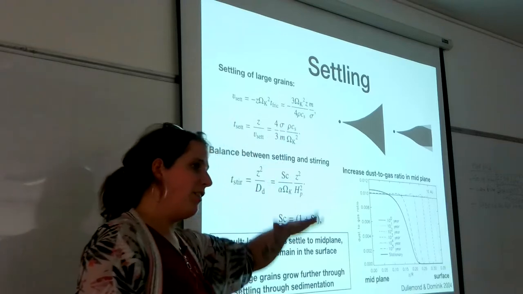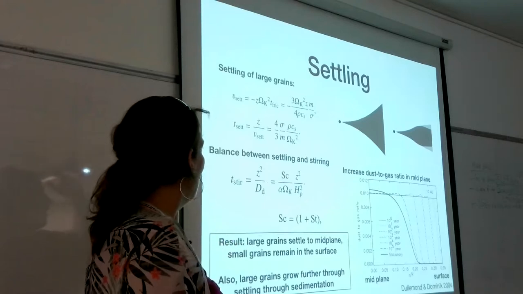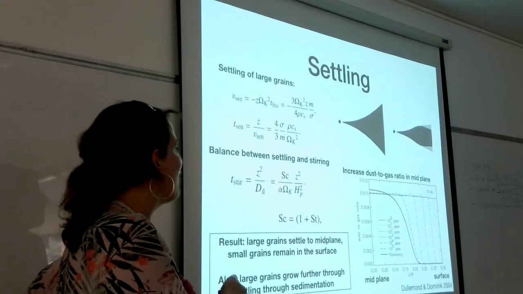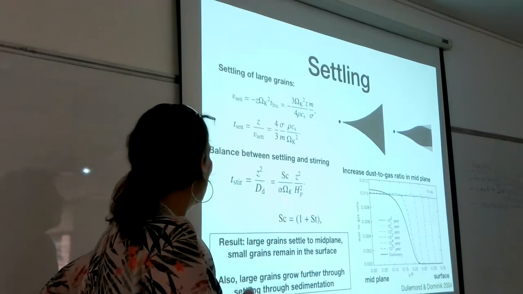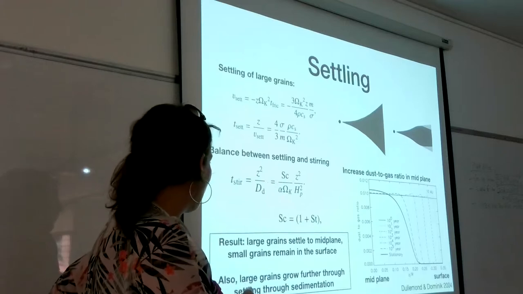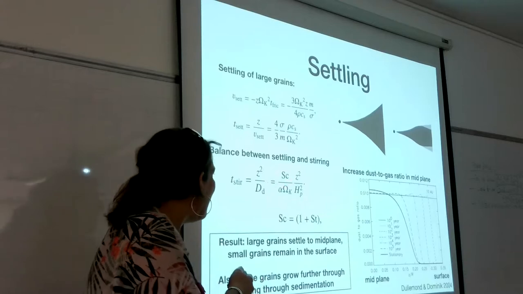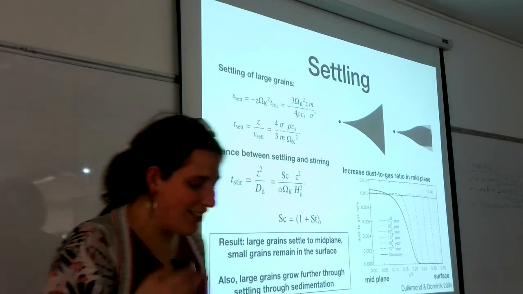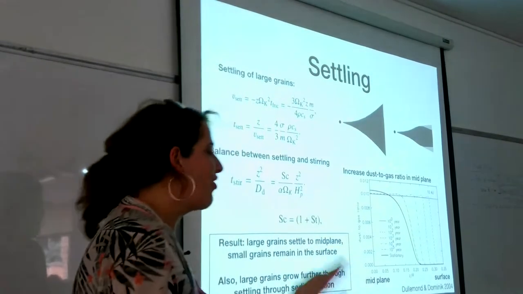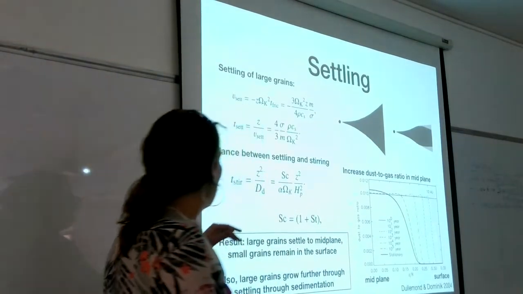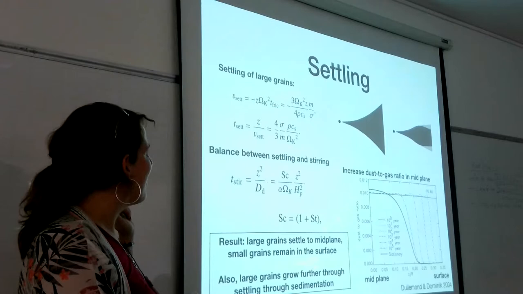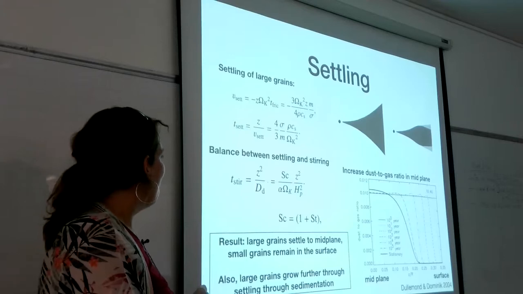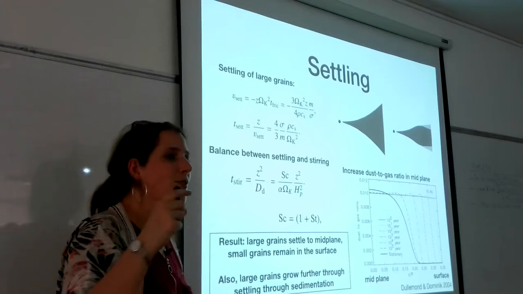So on the one hand you have the gravity of the disk, but on the other hand you have the vertical stirring of the disk, which again depends on alpha, so there's this vertical turbulence that we talked about before. And the Stokes parameter, which is an expression of the grain size, goes together with one of the definitions. The effect is that the stirring timescale is longer for larger particles.